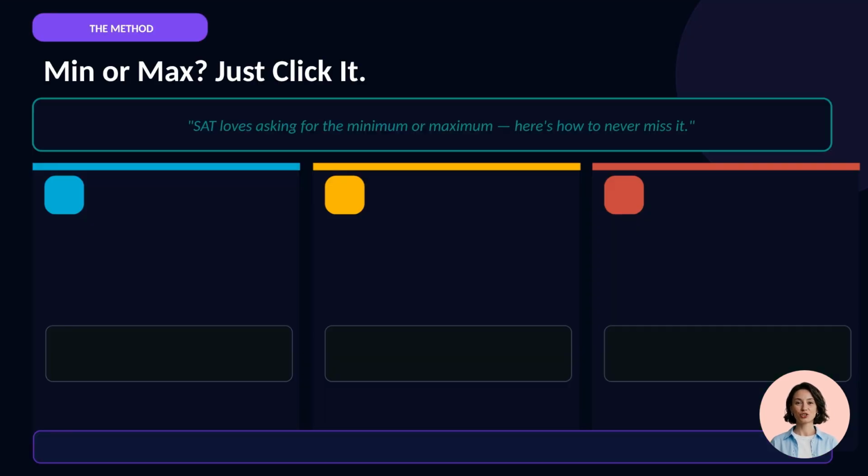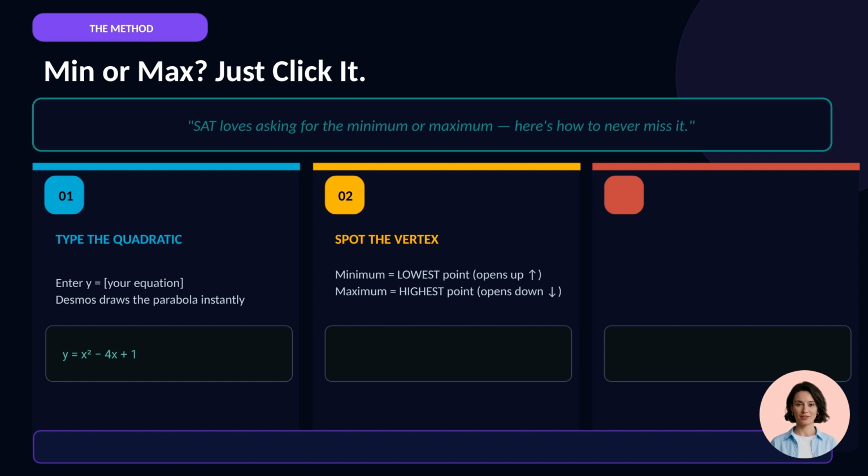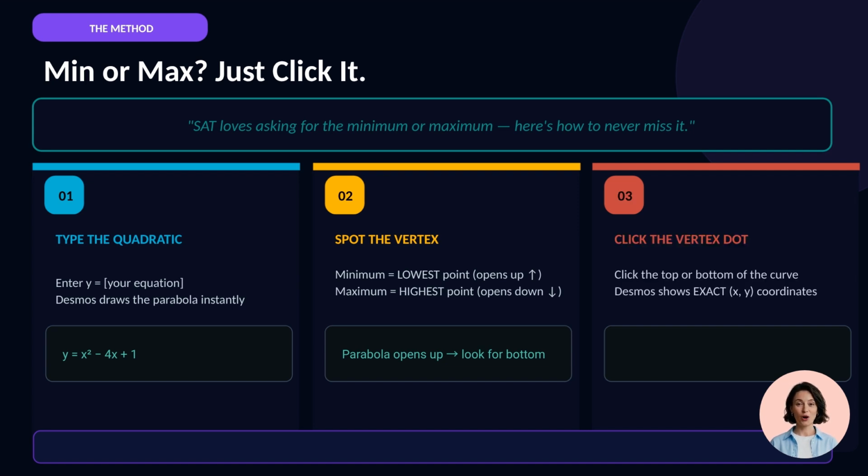The method is just 3 moves. 1. Type the quadratic into Desmos and the parabola appears. 2. Figure out if it opens up or down. Up means you're hunting the lowest point, a minimum. Down means the highest point, a maximum. 3. Click the vertex dot and Desmos hands you the exact x, y coordinates. Key thing to remember: the y coordinate is the min or max value. The x coordinate is where it occurs.